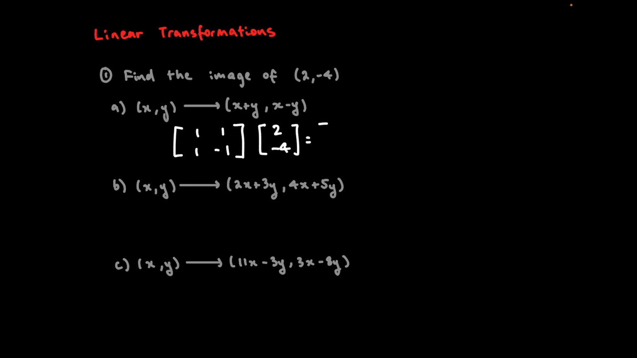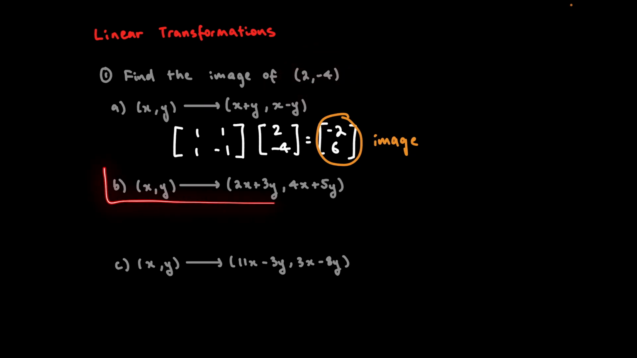So what are the new coordinates that we get? If we do [1, 1] with (2, -4), we get in the x value 2 take 4, which is minus 2. And in the y value, we get [1, -1] times (2, -4), which simply becomes 2 plus 4, which becomes 6. So this here, (-2, 6), is our image. That is the coordinates of the new point after the transformation has taken effect. So let's have a look at part B now.